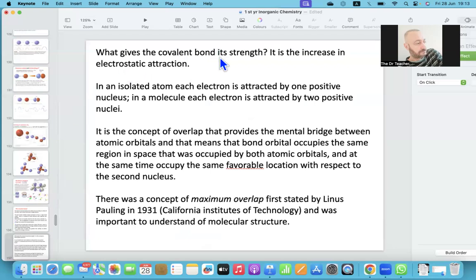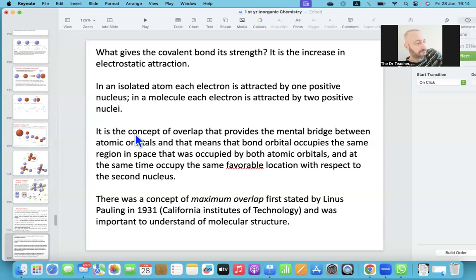What gives the covalent bond its strength? It is the increase in electrostatic attraction. In an isolated atom, each electron is attracted by one positive nucleus. In a molecule, each electron is attracted by two positive nuclei.